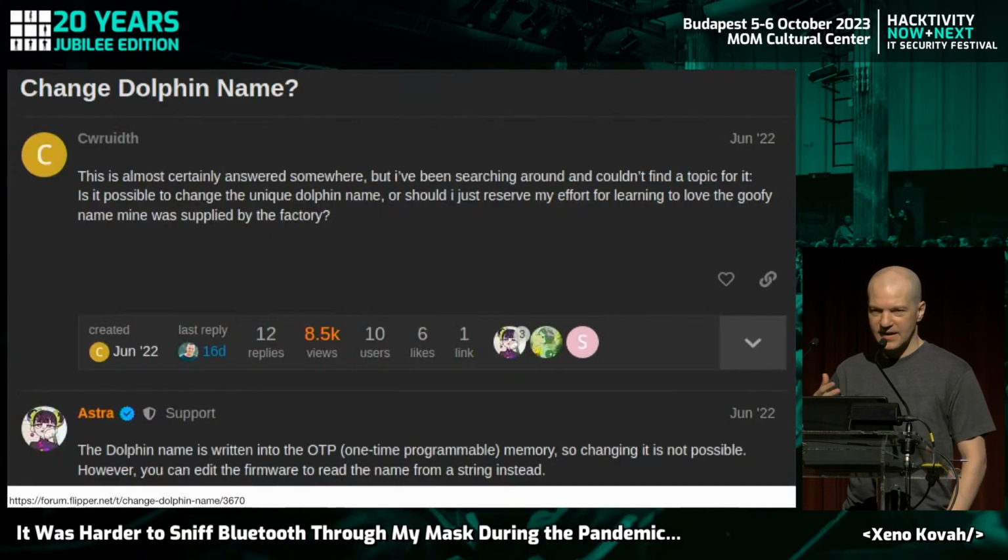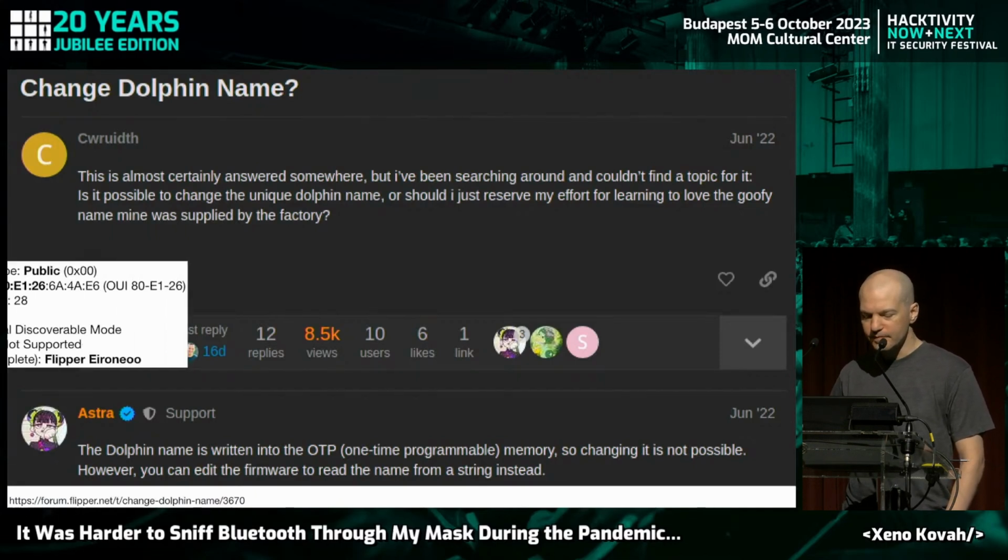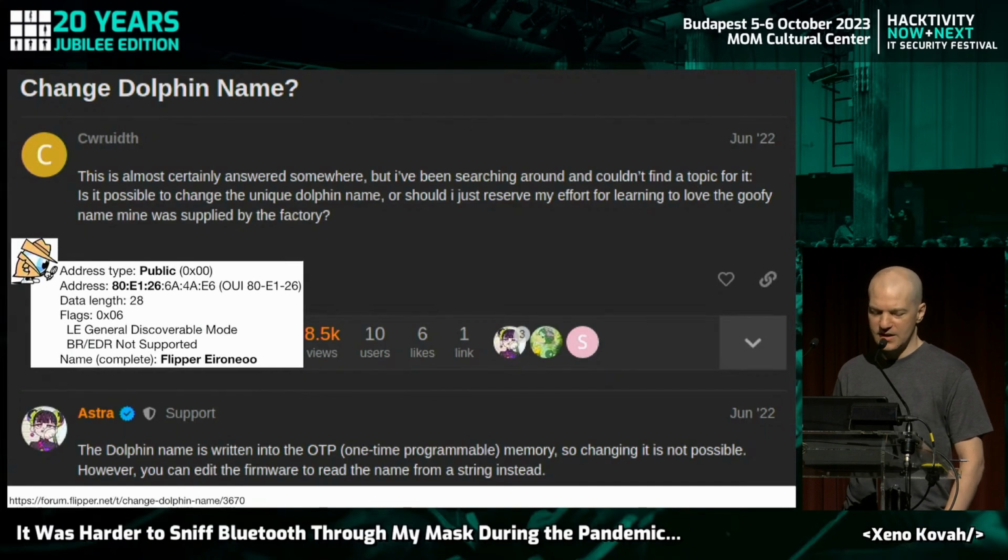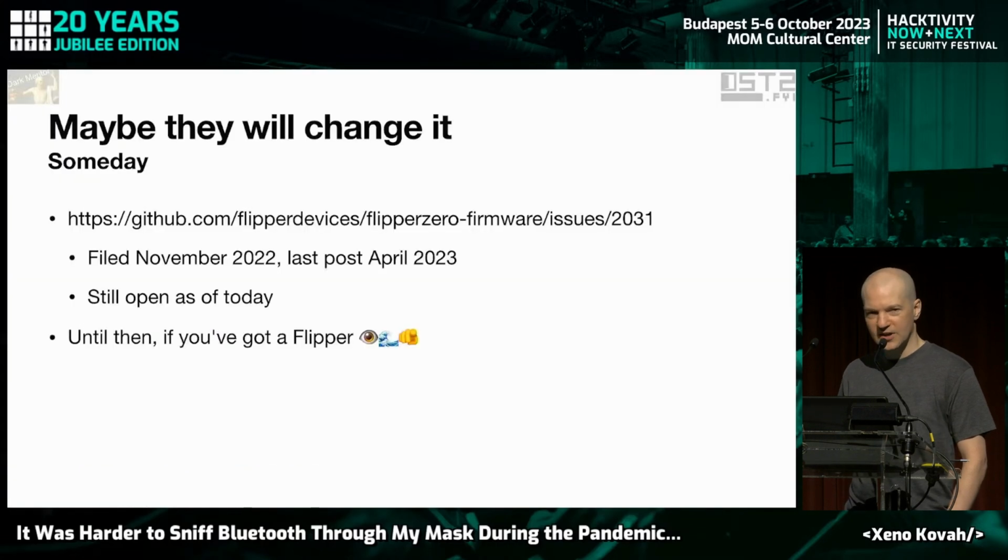There are people asking, hey, how can we change the name of our Flipper devices? And the answer is you can't, because it's programmed into the one-time programmable memory, unless you customize your firmware specifically to add a new random name. Even if you added a new random name, you're still going to be trackable because it is a public BD addr, and that's not changing, so you need to change that as well. There are tickets out there to fix this. That was opened last year, and as of April, nothing's been done on it.